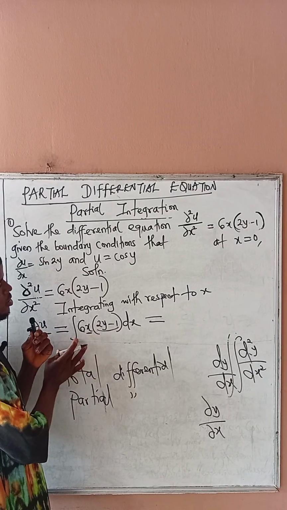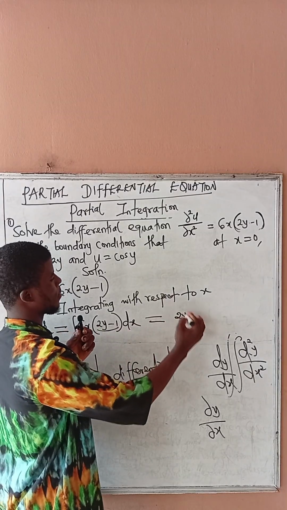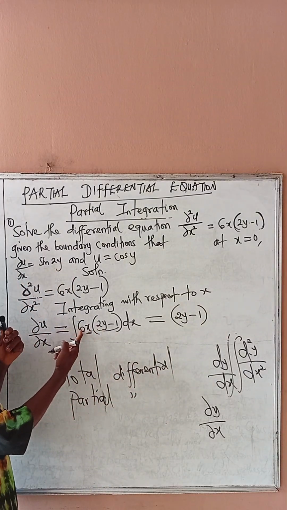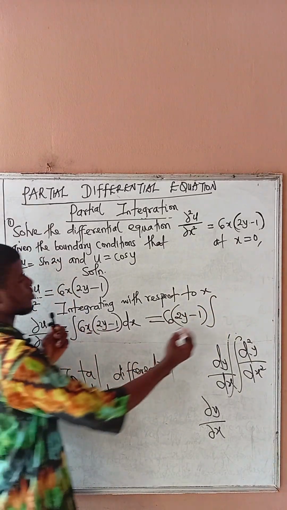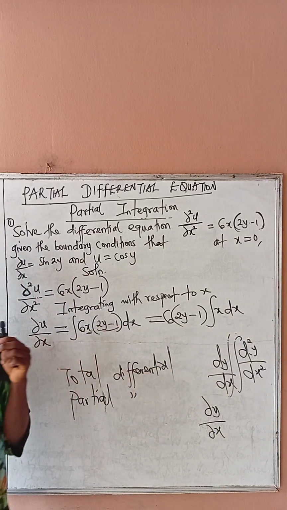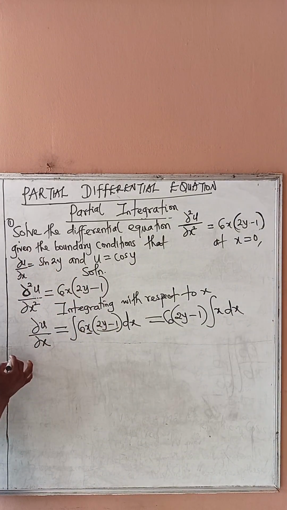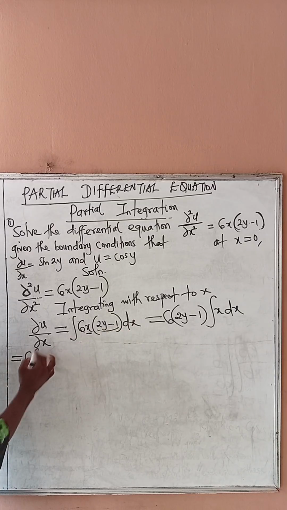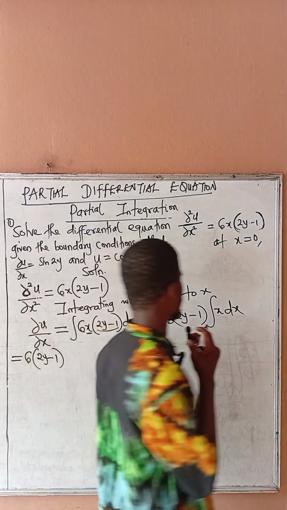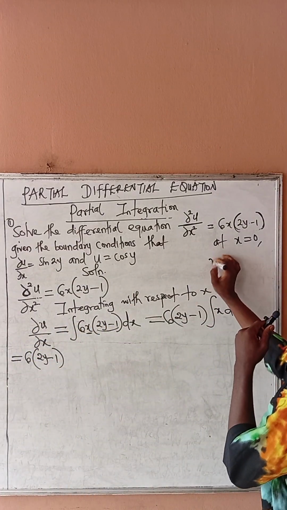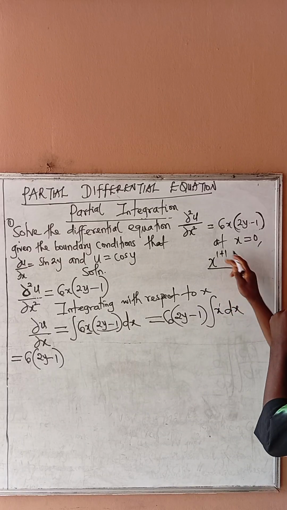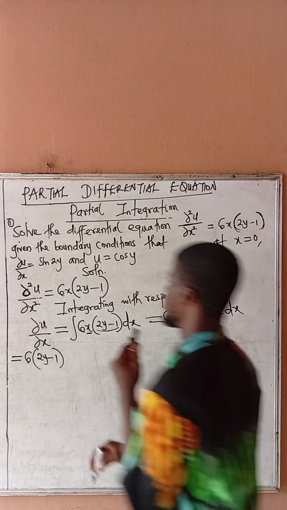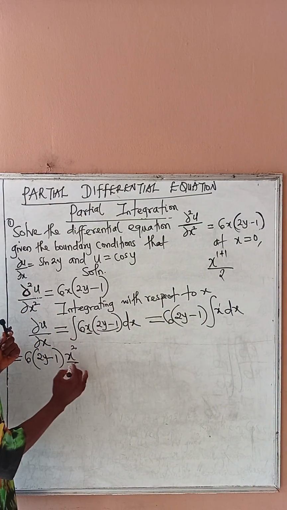I can bring this outside the integral to be 2y minus 1. 6 is always a constant, so it can come out as well. Then we have the integral of x with respect to x, and that's the setup. So let's go. We have 6 into 2y minus 1. By the rule of integration, if I integrate x with respect to x, the rule says add 1 to the power. This is x raised to the power 1, so I add 1 to it, then divide by the sum, which is 2. So this is actually x squared over 2.